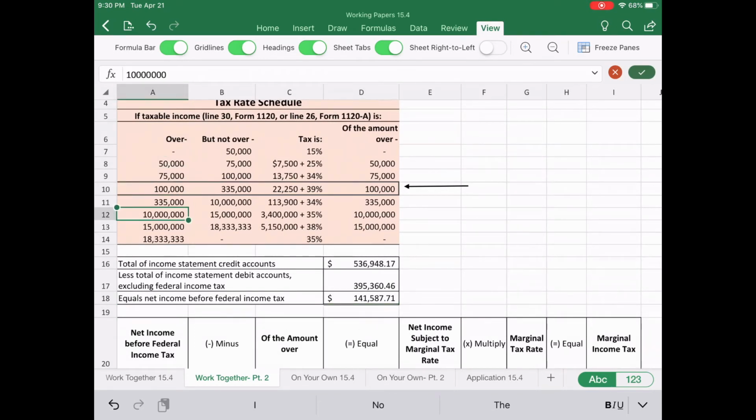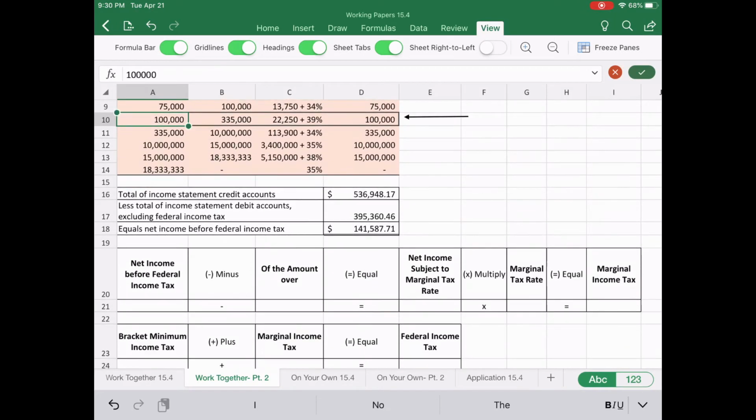So we come over here and look at the chart and figure out which bracket our number falls in. So 141, it's going to fall in this $100,000 bracket, okay? 335 is too much, so it's going to be this line for 100,000. So that helps us figure out this number. So net income before federal income tax, we just take this number and copy it down here.